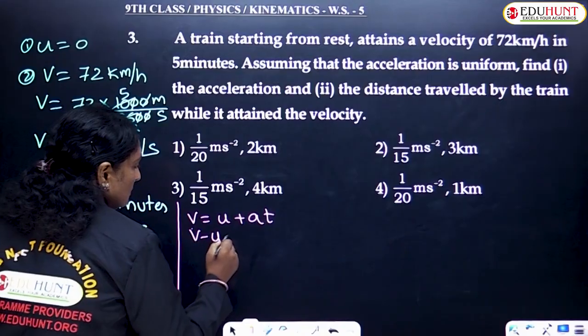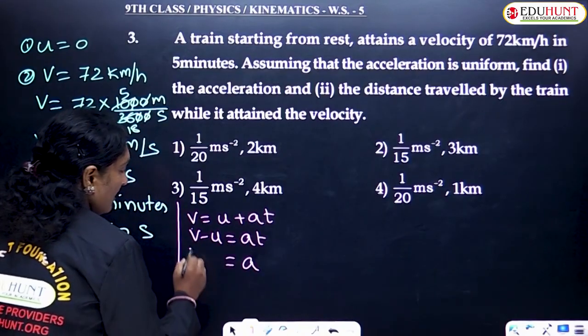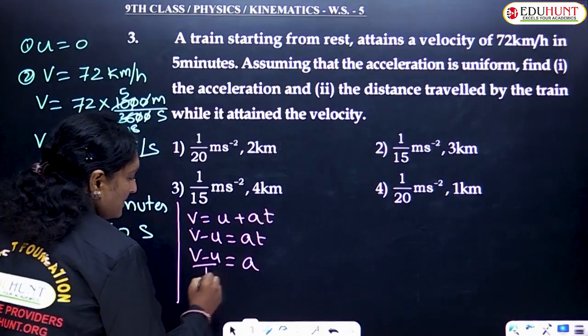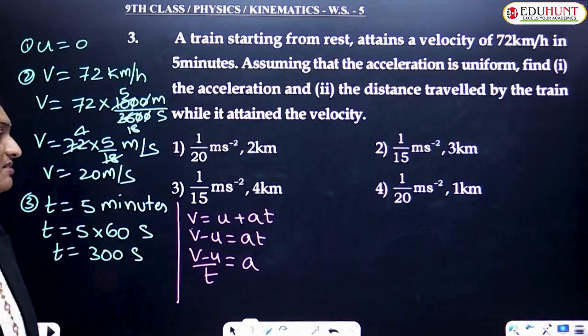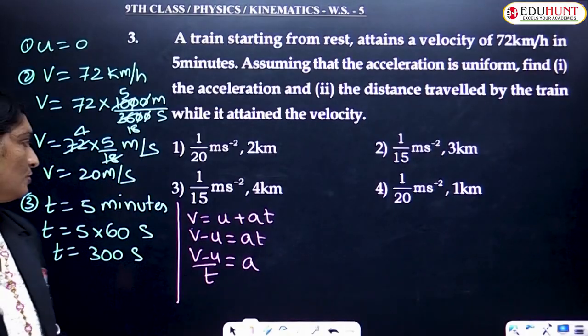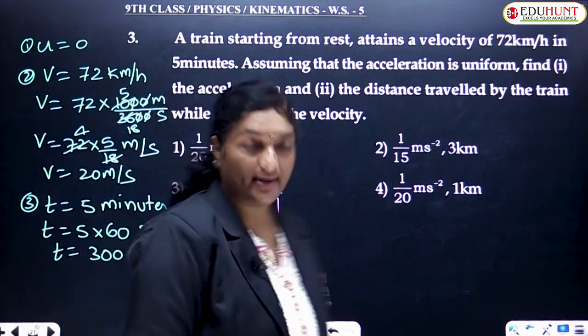V minus U is equal to AT. To find the value of A, A is equal to V minus U by T. Okay, children, so what is the formula for acceleration? A is equal to V minus U by T. So simplify. After simplification, how much are you getting?